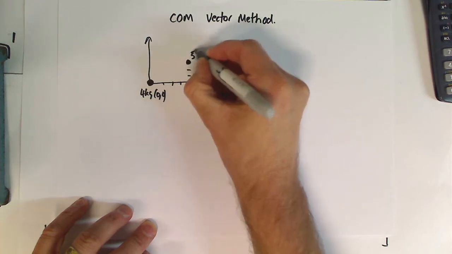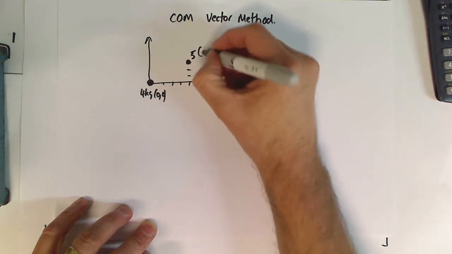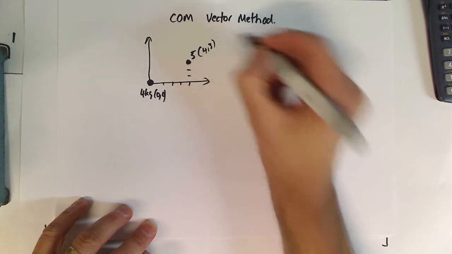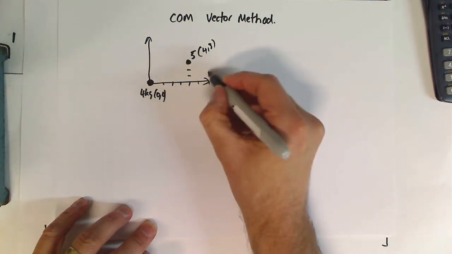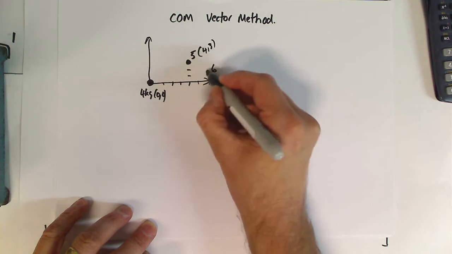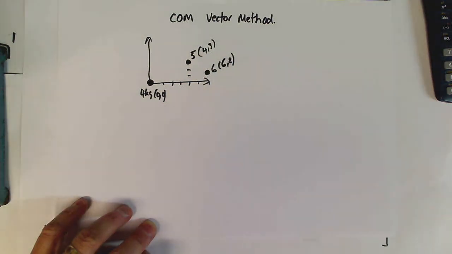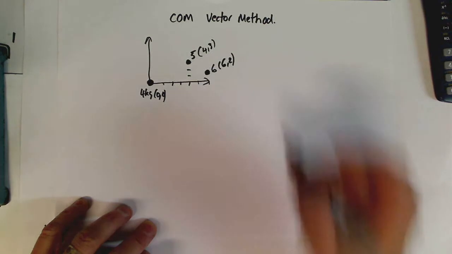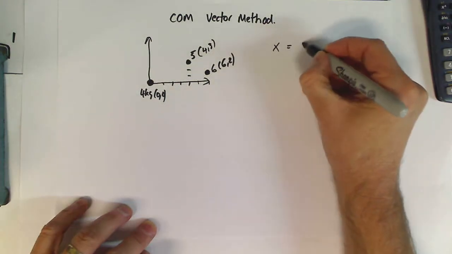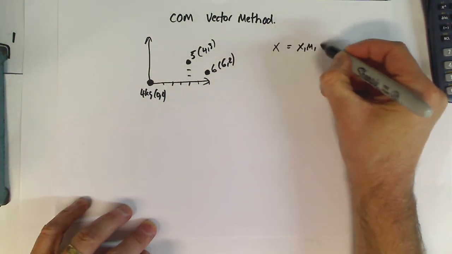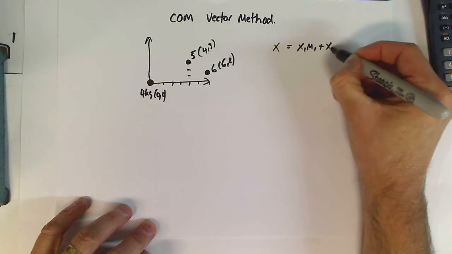We had a 5 kg there. The components were 4, 3, and we had a 6 kg at 6, 2. Now we've got equations and we use the component method to find out the center of mass, but we can use a vector method because our equation for center of mass is a vector equation.